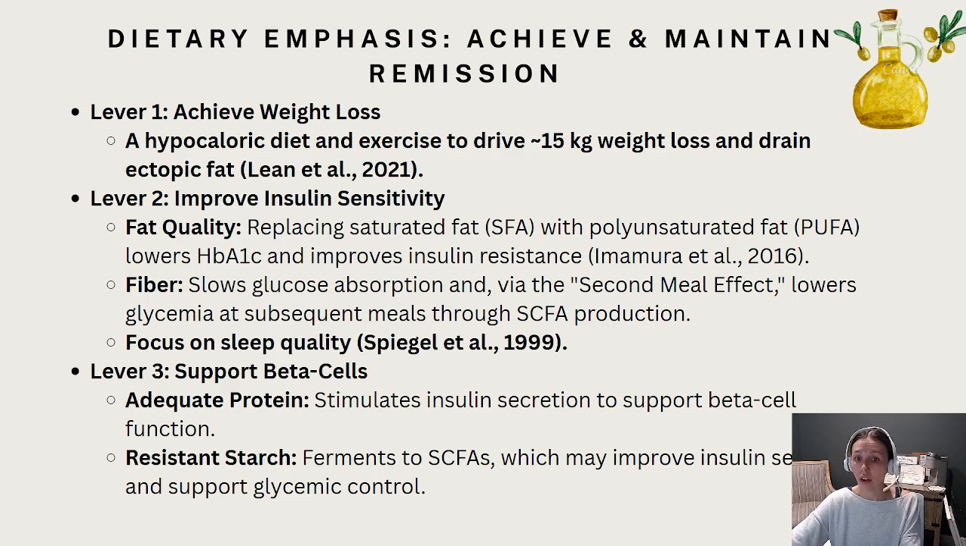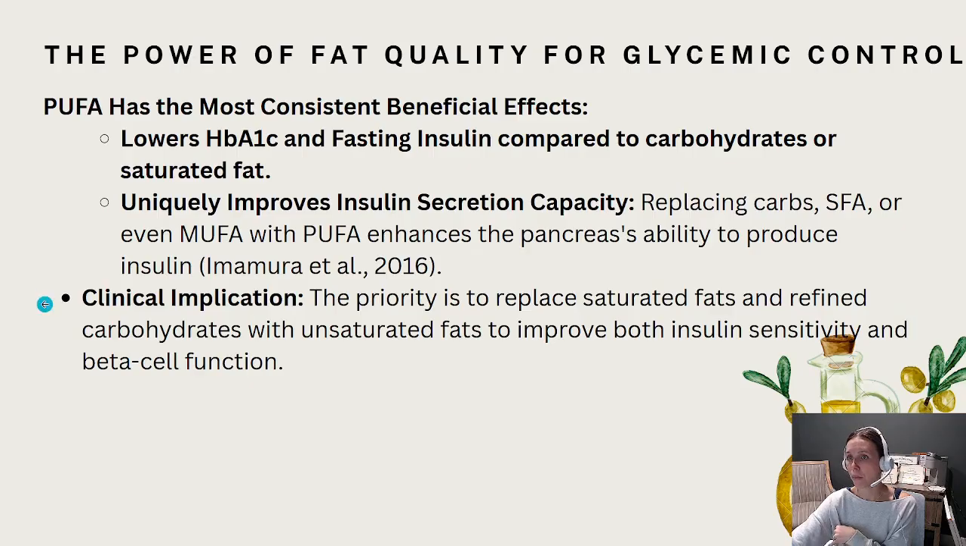And then finally, we can directly support the pancreas by getting enough protein, which helps stimulate insulin release, which gives the beta cells a functional boost. And also using resistant starch, like those leftover potatoes or legumes, feeds your gut bacteria, which in turn will produce compounds that improve insulin sensitivity system wide. So you're helping the pancreas out from the inside out.